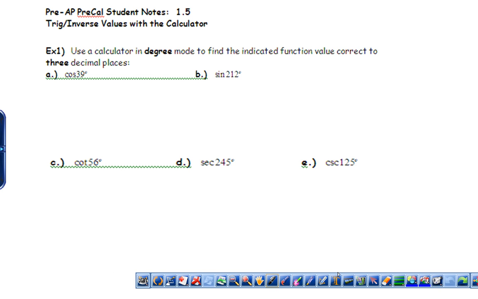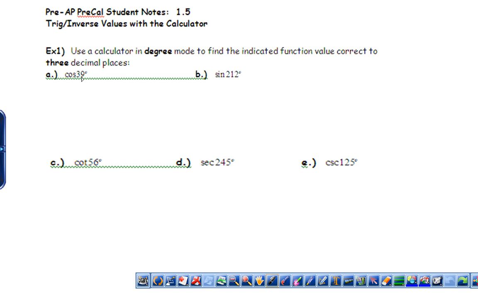Okay, this is 1.5 student notes for trig and inverse values, and you are going to get to use your calculator, so if you don't have that out, go ahead and retrieve your calculator. All right, the first thing we're going to look at is plugging in calculator values in degree mode. We're going to round everything to 3 decimal places, and we're going to do that all year long.